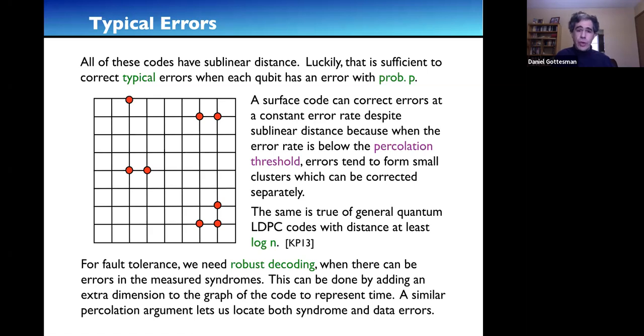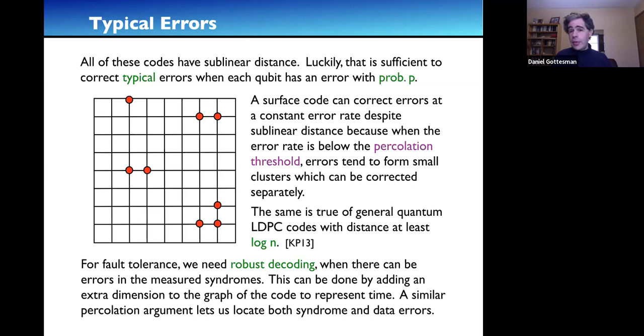And so if errors occur randomly, this is true in the surface code, it's also true of general quantum LDPC codes. If the error rate is low enough, below some percolation threshold, then the errors will form small clusters that are far apart from each other. And those clusters, if you're at a low enough error rate, will be small enough that the code can correct them. They'll be below the distance of the code. And because they're far apart, they don't really interact with each other. You don't get confused about how to correct them.